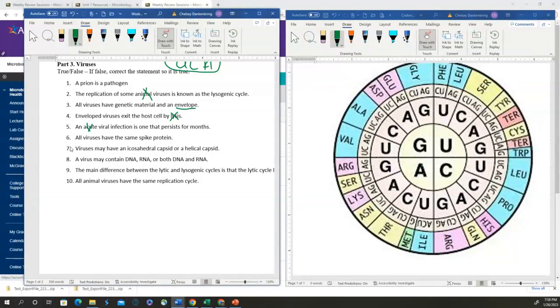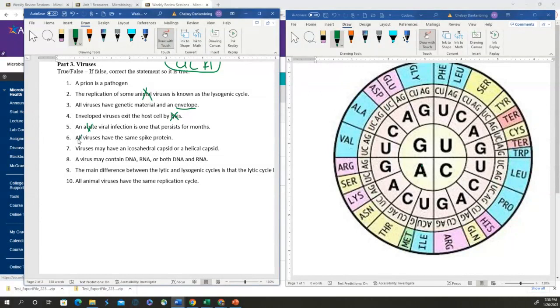All right, number six, all viruses have the same spike protein. True or false? At this point, just push enter. True or false? Good, that's false. Remember, the spike protein is what docks to the host. All viruses have different host ranges, right? That spike protein is what determines what type of host it can infect. So that's a really big way that viruses differ. It's a huge way viruses differ because that determines what host they can infect.